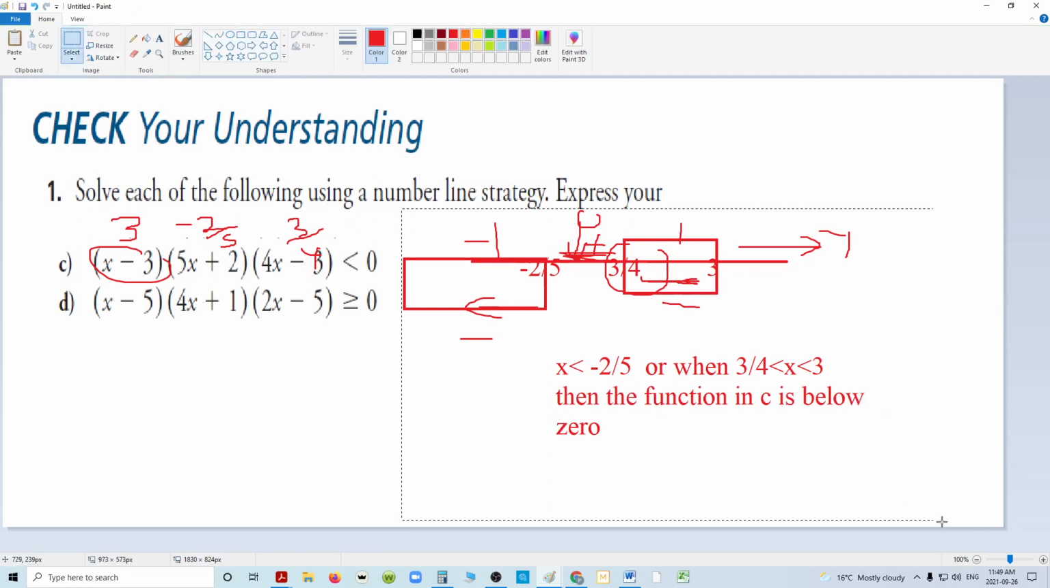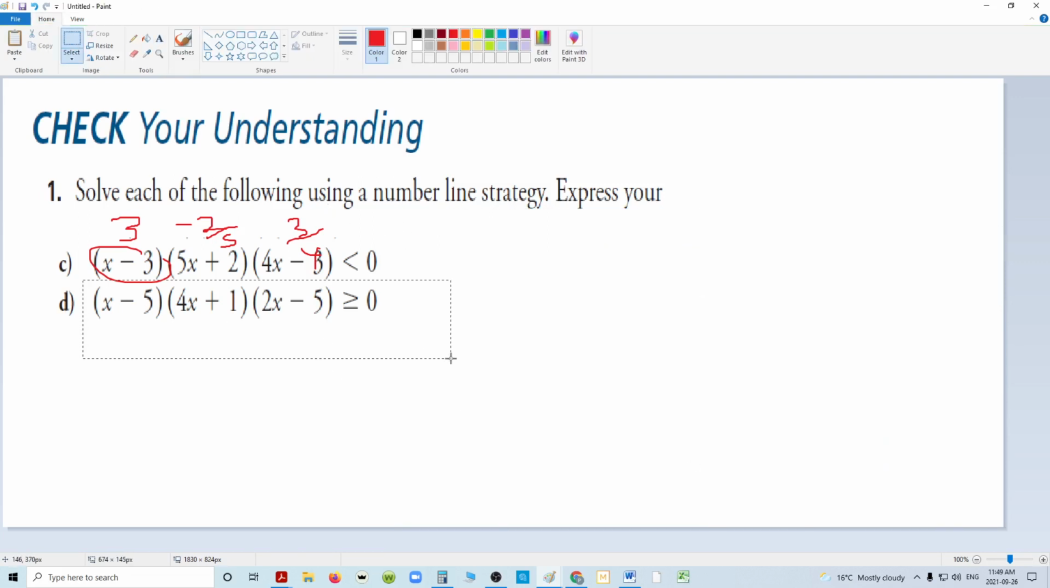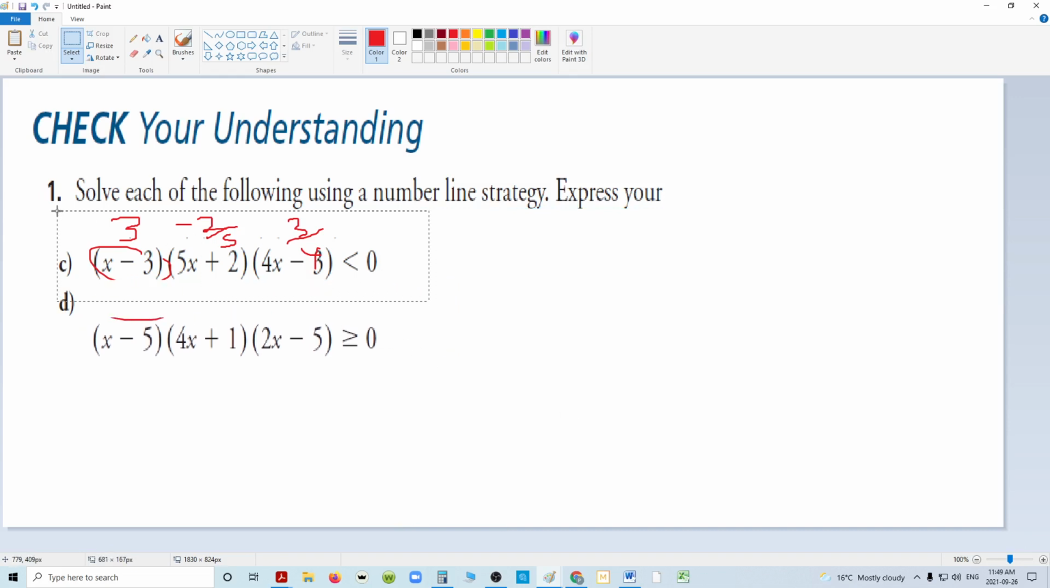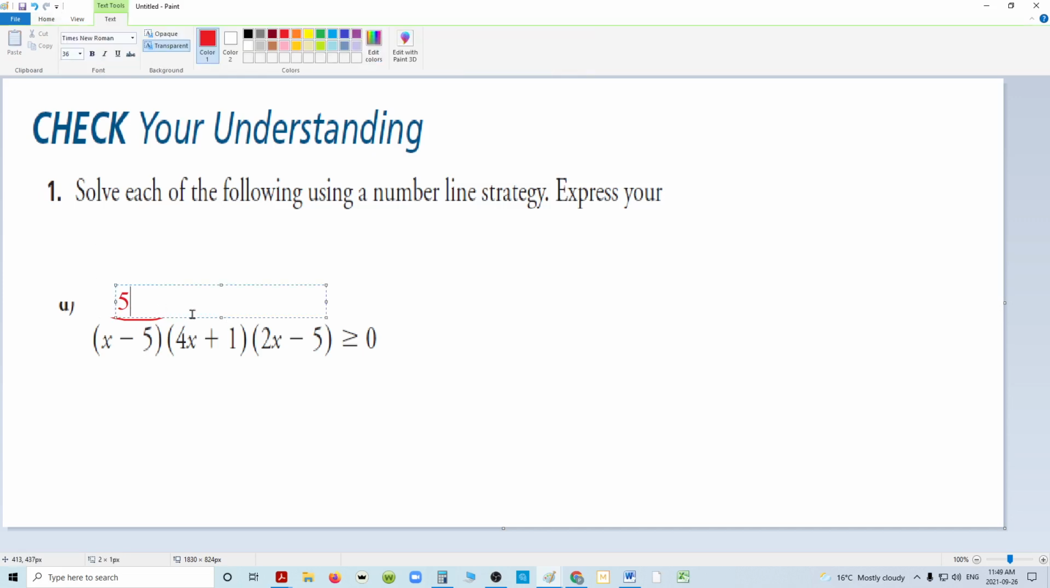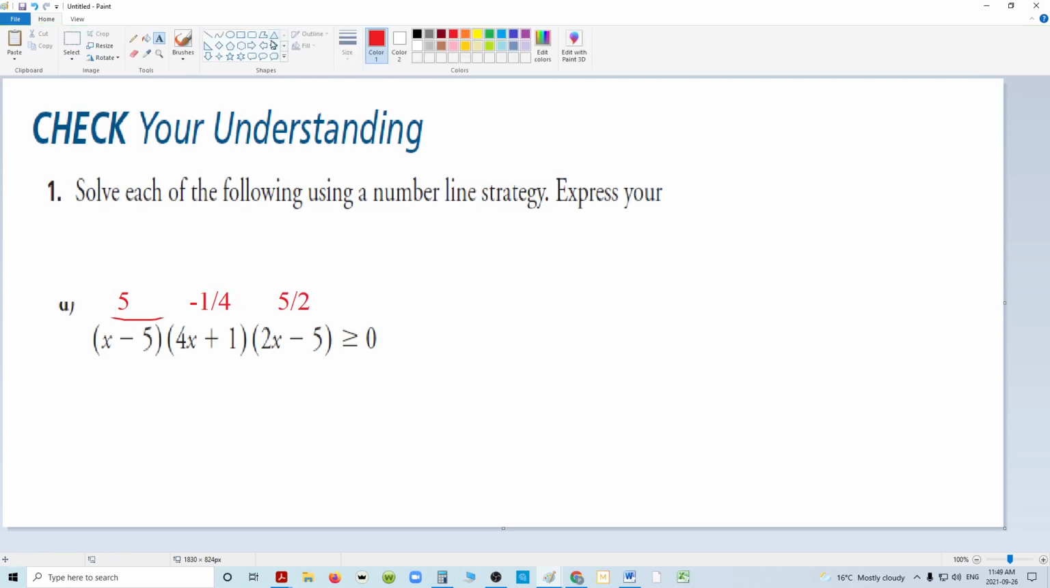So they're just training you to understand how to figure these things out using number lines. What about this last one? Well, I can see when x is 5, this is going to be 0. When x is -1/4, this is going to be a 0. And when x is 5/2, which is roughly 2.5, this is going to be a 0.